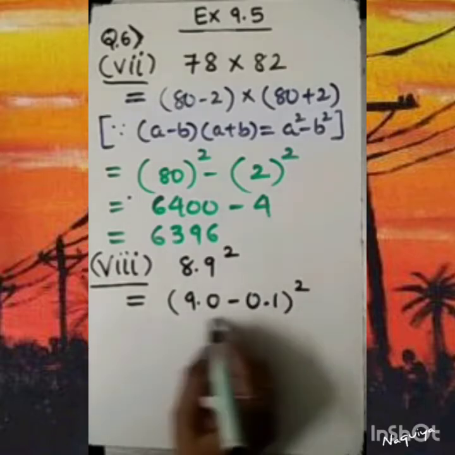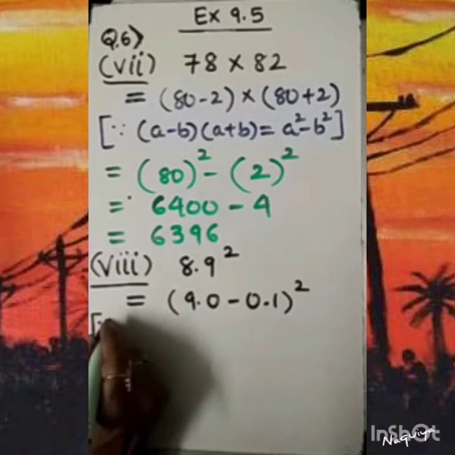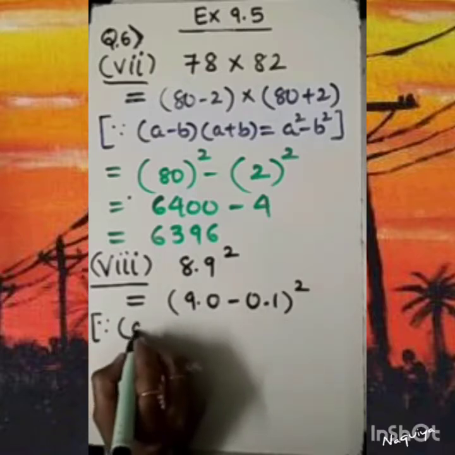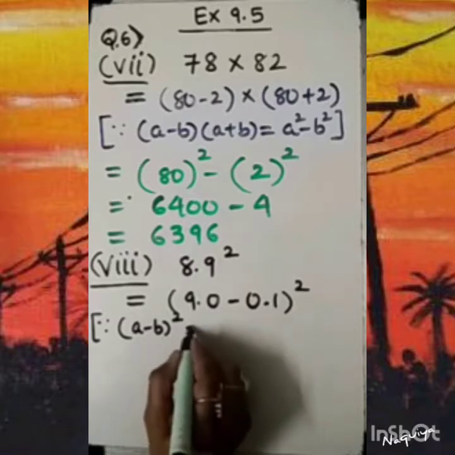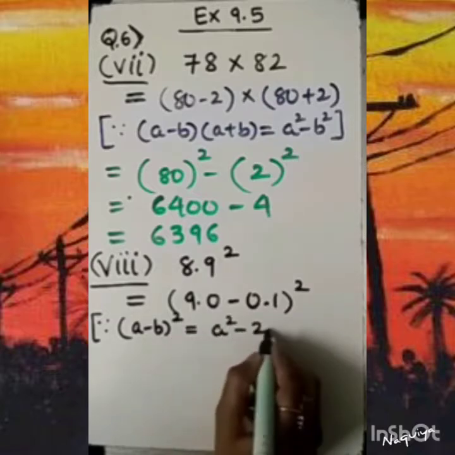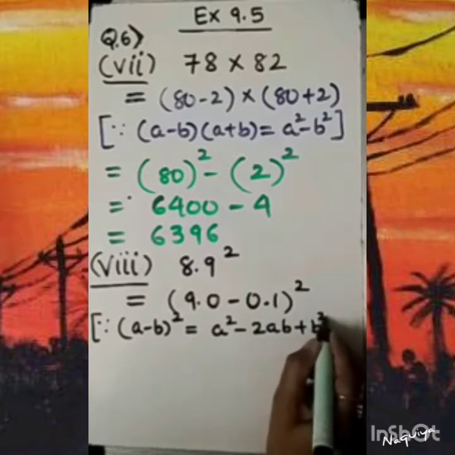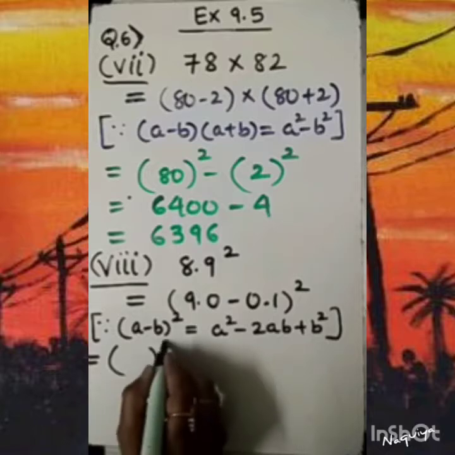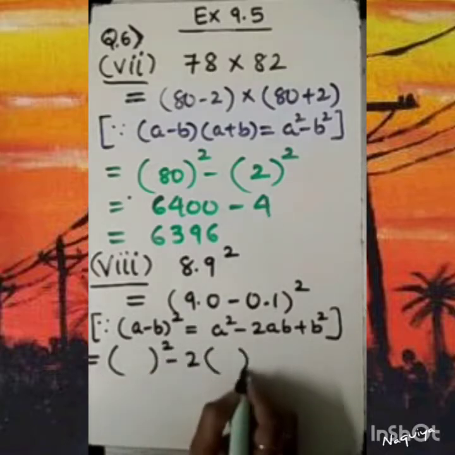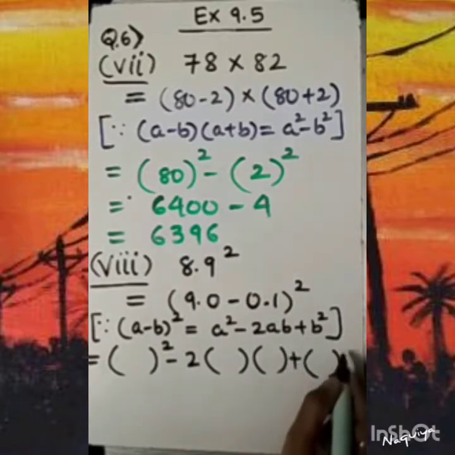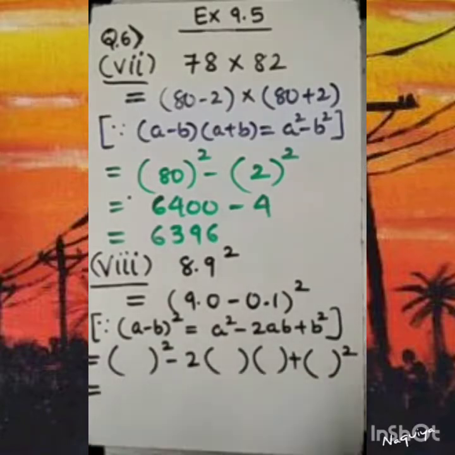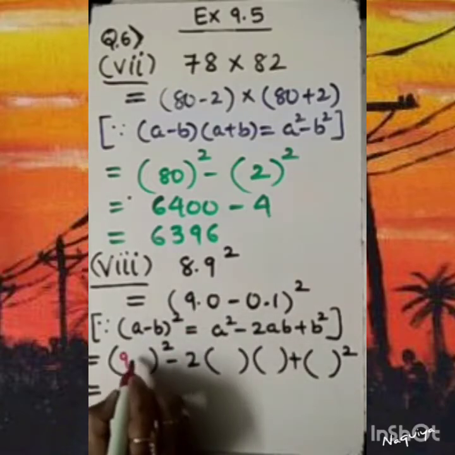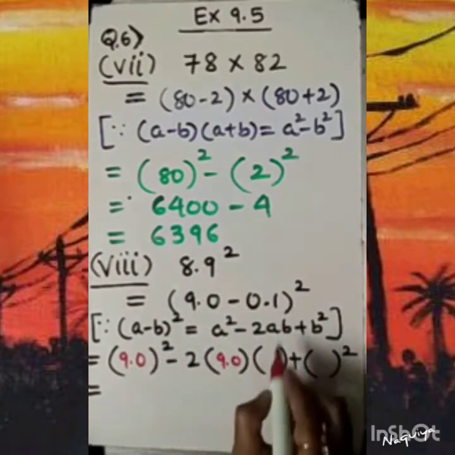Now, in such a case, which identity do we need to apply? Of course, the second identity because of the minus sign. The second identity is (a minus b) square equals a square minus 2ab plus b square. Fine, this is the identity. Now let me put the value of a. Here a means the first term, that is 9.0. What is b? That is 0.1.